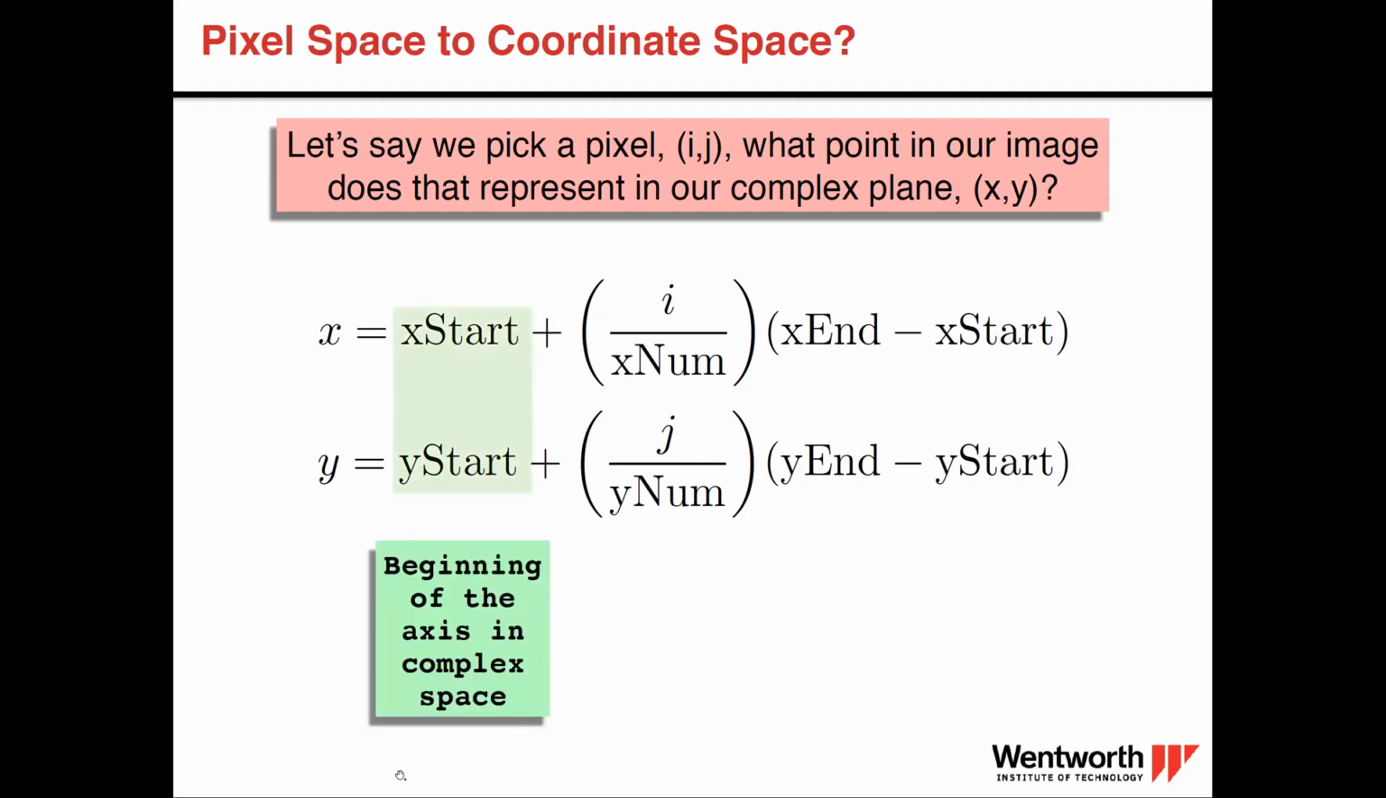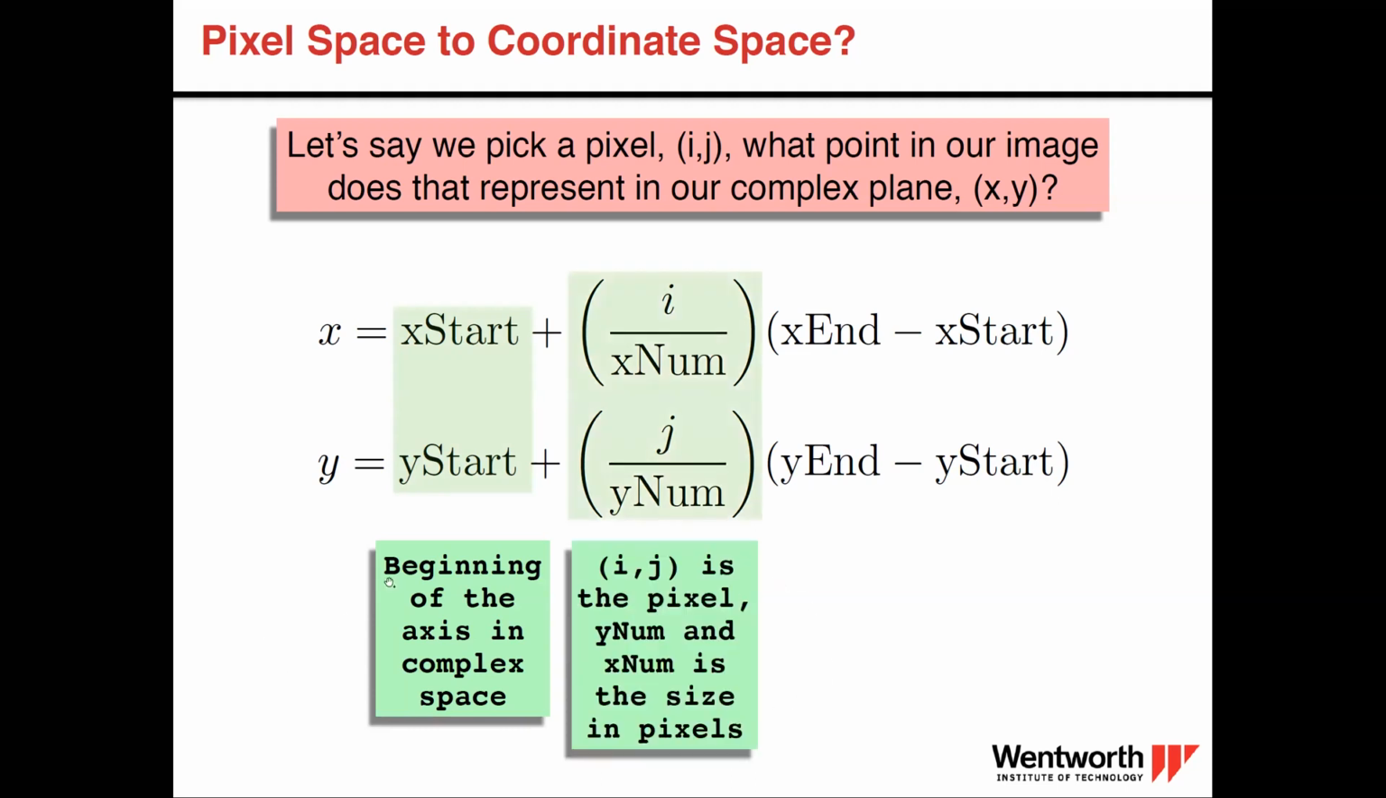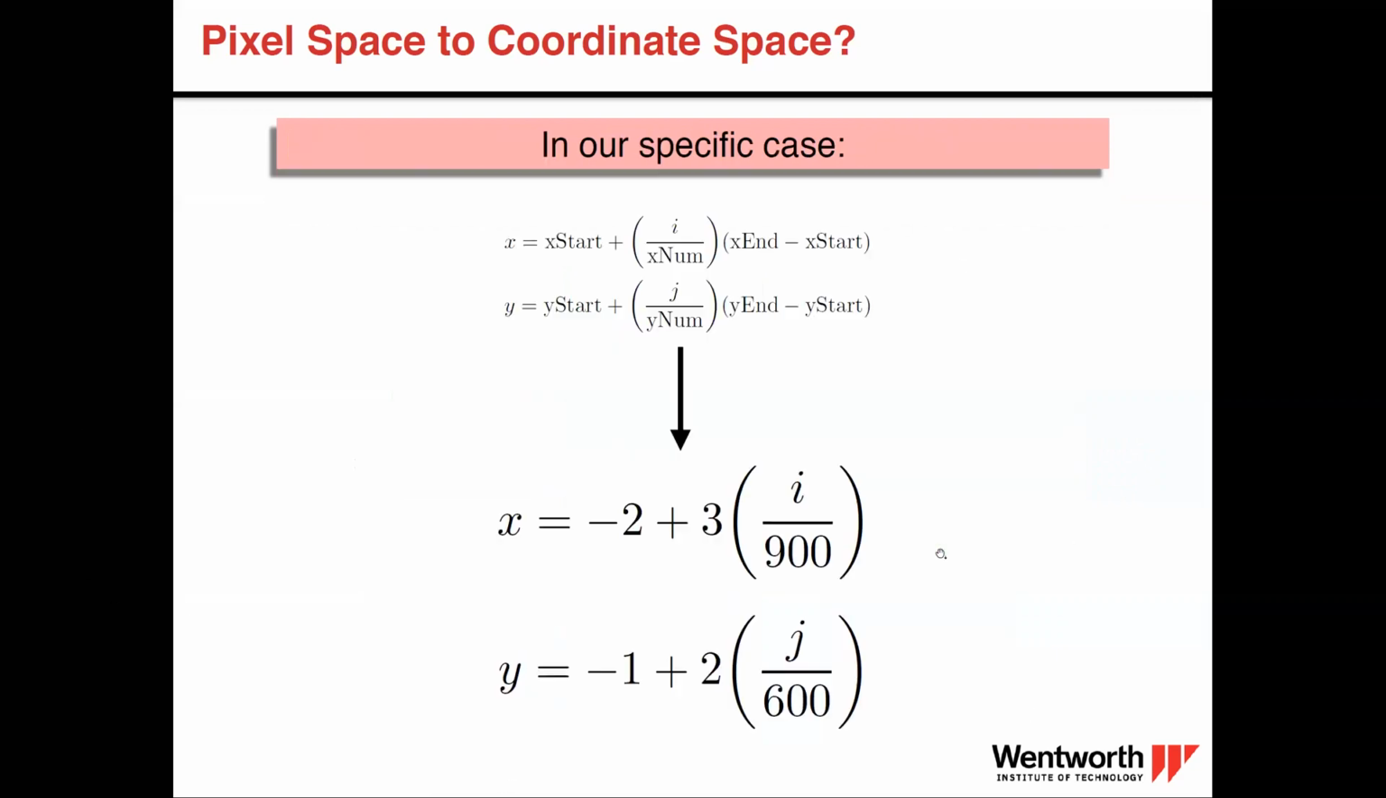All right, and I have a couple pop-ups here, just labeling the axes. I and J, that's the pixel, and then y num and x num is the size in pixels that we're making our image. And then this is the range in the complex space. So -2 to 1, -1 to 1. So that's the idea of this conversion.